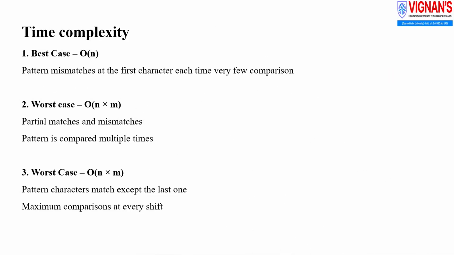Time complexity. In the best case, the time complexity is O of n. This happens when the pattern mismatches at the first character itself at each position, so very few comparisons are required. In the worst case, the time complexity is O of n into m. This occurs when there are partial matches and mismatches, causing the pattern to be compared multiple times with the text. Another worst-case scenario is when all characters of the pattern match except the last one. In this case, maximum comparisons are performed at every shift, resulting again in a time complexity of O of n into m.